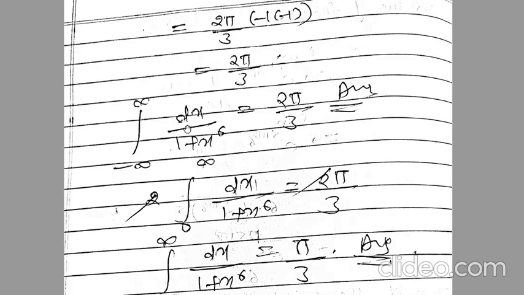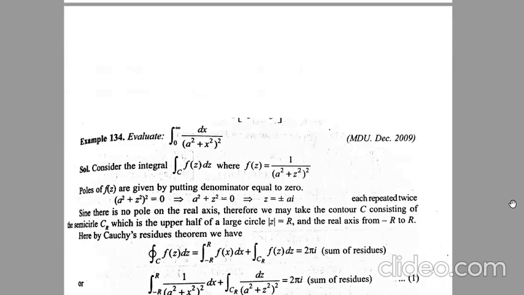So f(x) value is dx upon 1 plus x to the power 6 is equal to 2 pi by 3, and you need the integral value from 0 to infinity. So this is an even function. You can divide the limit, 2 times 0 to infinity, and your answer will be pi by 3. So this question is very important, so just try to learn this question step by step. And this can be asked in the final semester exam, so prepare this question very carefully.